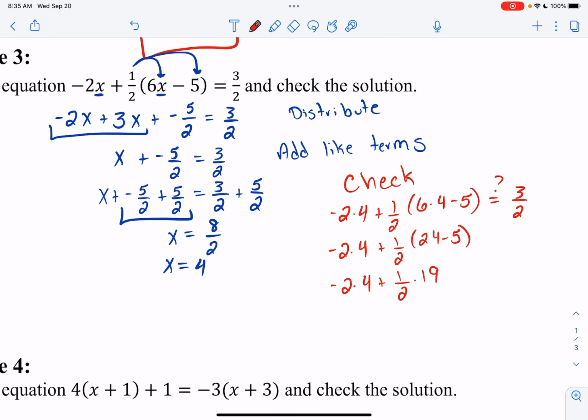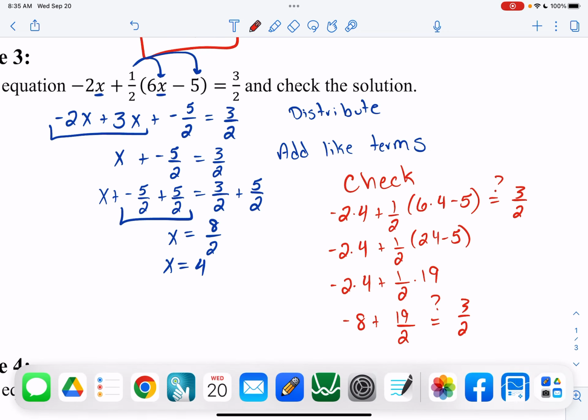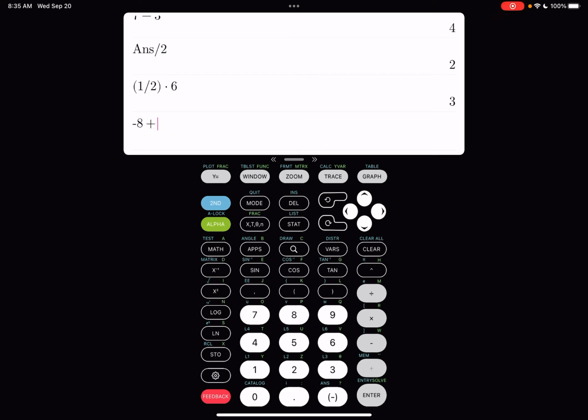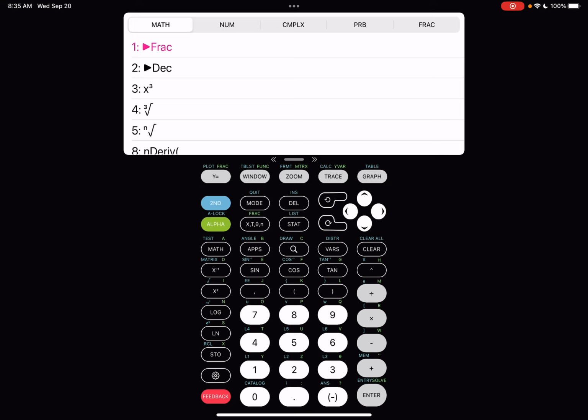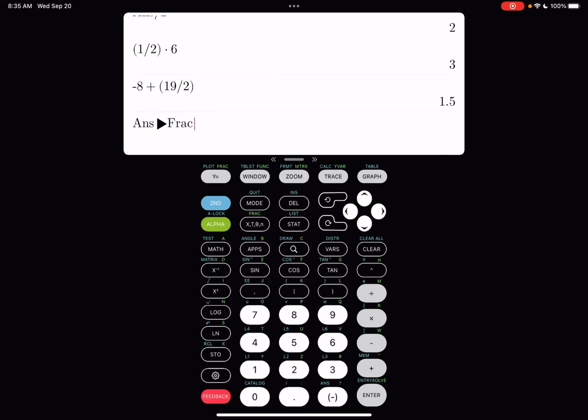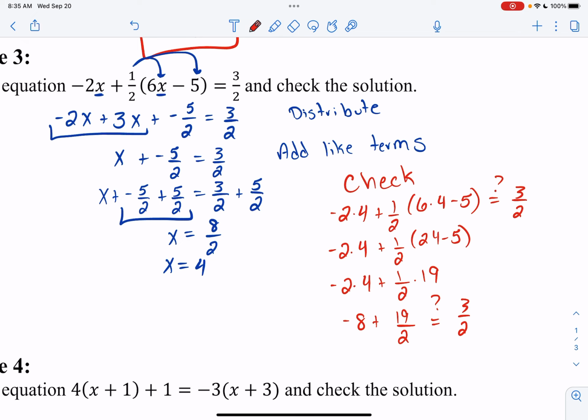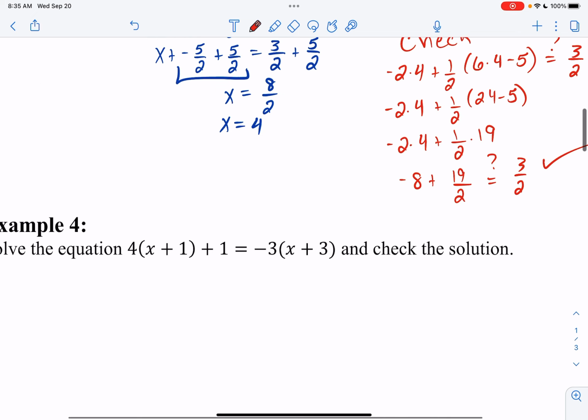Then here, -2 times 4 is -8, plus 19/2. Does that in fact equal 3/2? I don't know. Let's check it. -8 plus parentheses 19/2. Oh, 1.5. Is that the same as 3/2? If you hit the math button, which is right below the blue second button, I just turned red, alpha, and then the math button. The second option there is arrow frac. That converts to fraction. So this is taking my previous answer, converting to a fraction, hit enter, 3/2. Yep, so it is 3/2. Check, it worked.